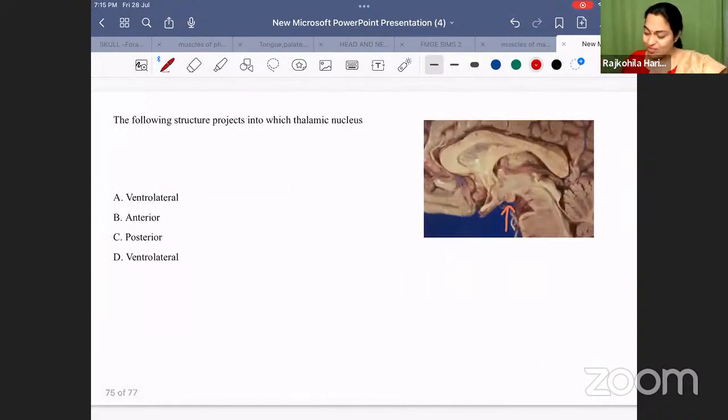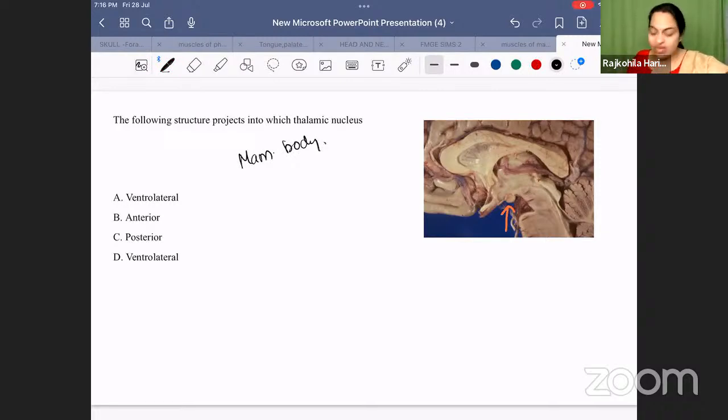I think this is the last MCQ, okay? So this was again a recent NEET PG INICET exam question. And the following structure projects into which thalamic nucleus? So what is pointed out here? That's the mammillary body, right? The mammillary body, which is again part of the hypothalamus.